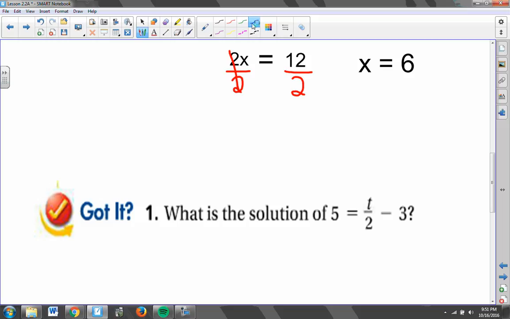So once again, the first step in our process is to identify what's happening to our variable here. And I see two things again. The first thing I notice is that it's t over 2, which means t divided by 2. So my variable is being divided by 2 and it's being subtracted by 3. So I have to undo both of those operations, the subtracting by 3 and the dividing by 2.